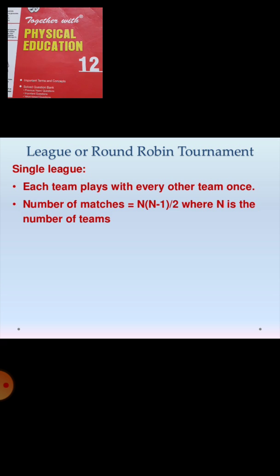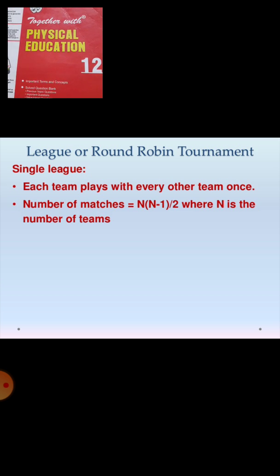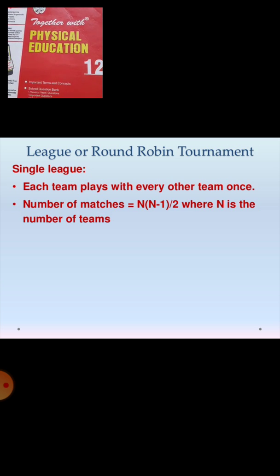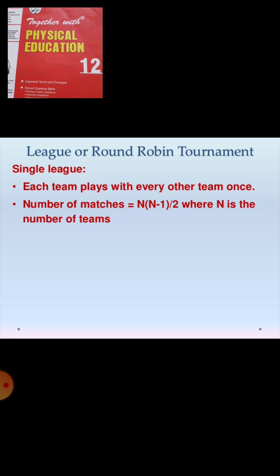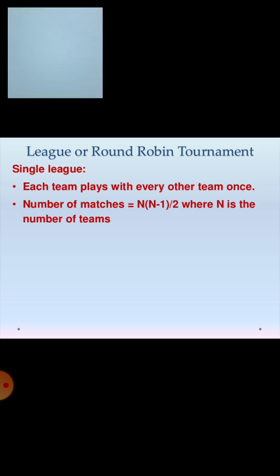Now moving towards the next topic, that is a league or round robin tournament. League tournaments are also known as round robin tournaments. In this tournament, every team has to play with every other team, irrespective of their win or defeat or draw. So let's discuss the single league tournament. In a single league tournament, every team plays with every other team once. The number of matches can be calculated by the given formula n(n minus 1) upon 2, where n is the number of teams. So I'll show you here what this means.